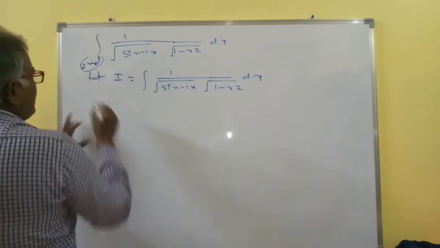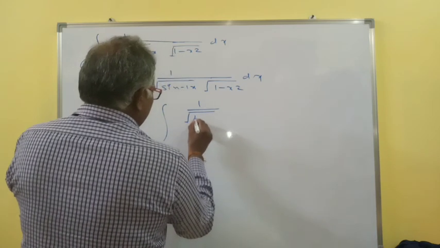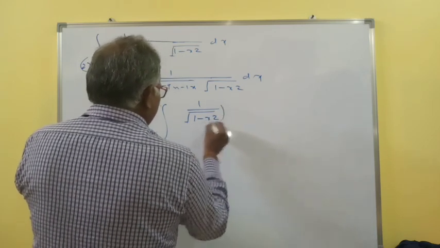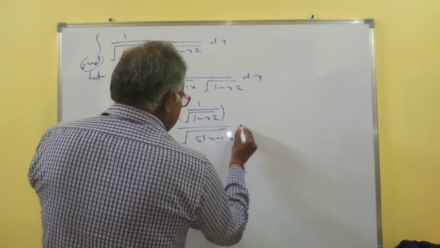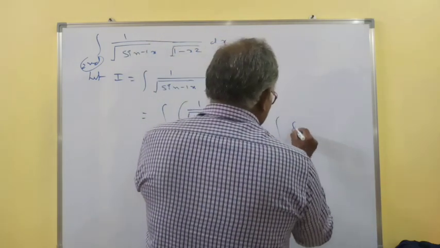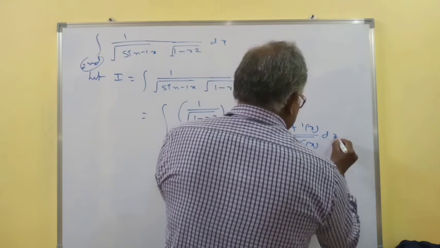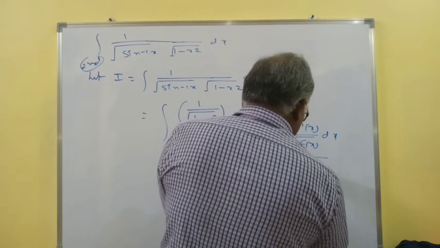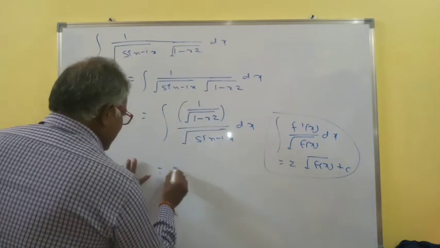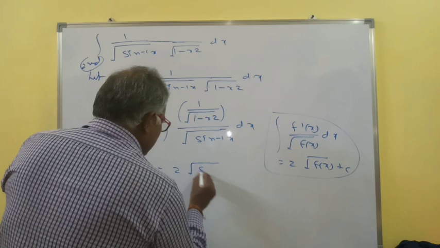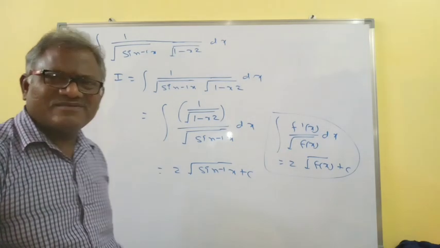second method, let I is equal to this one. You should write 1 by root of 1 minus x square by root of sin inverse x dx. Okay. Now mention the formula: integral of f dash x by root f of x dx is equal to root f of x plus c. So this is the simple way. Okay. So clearly the answer is 2 root sin inverse x plus c.